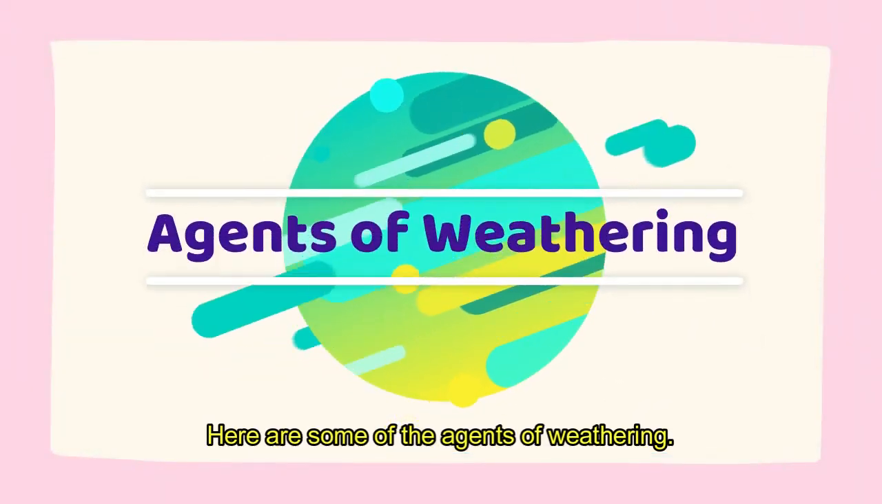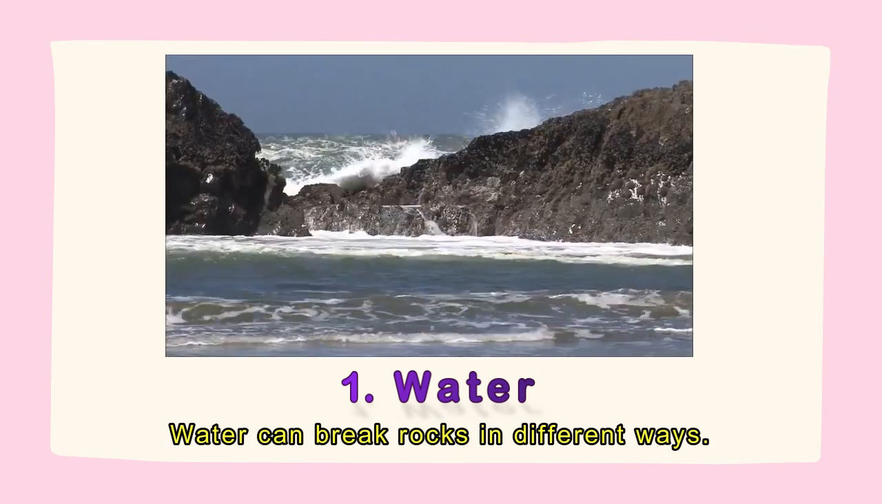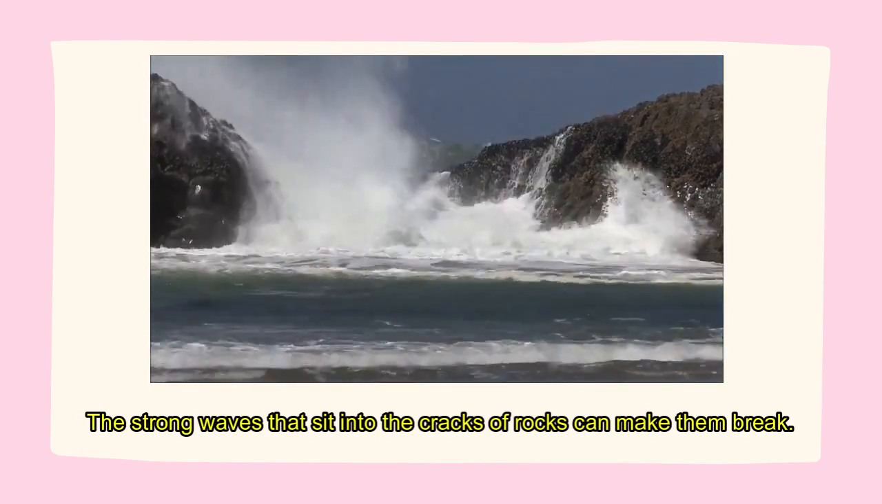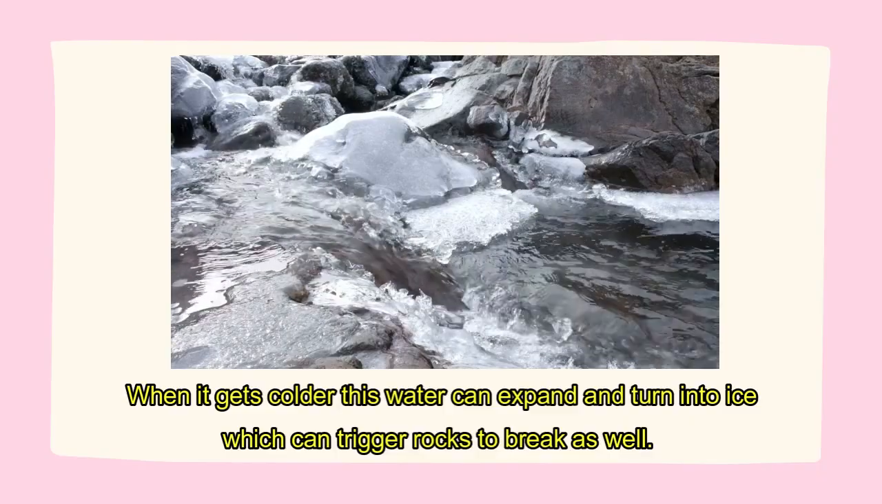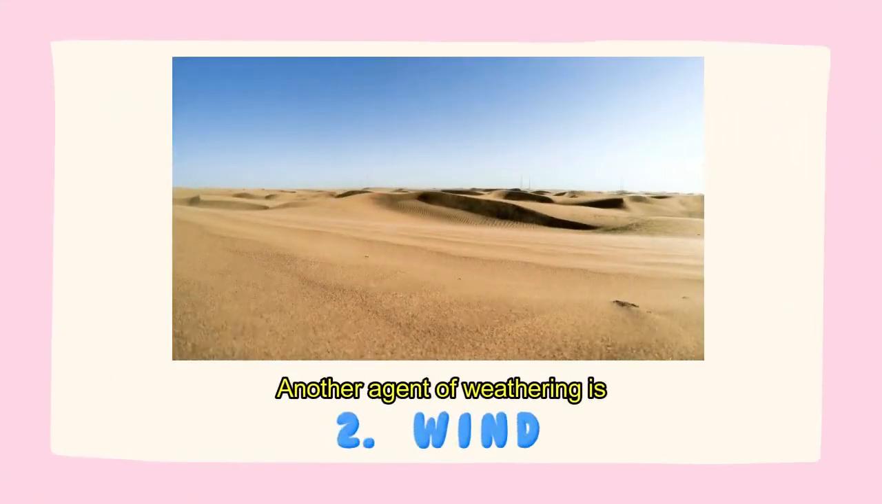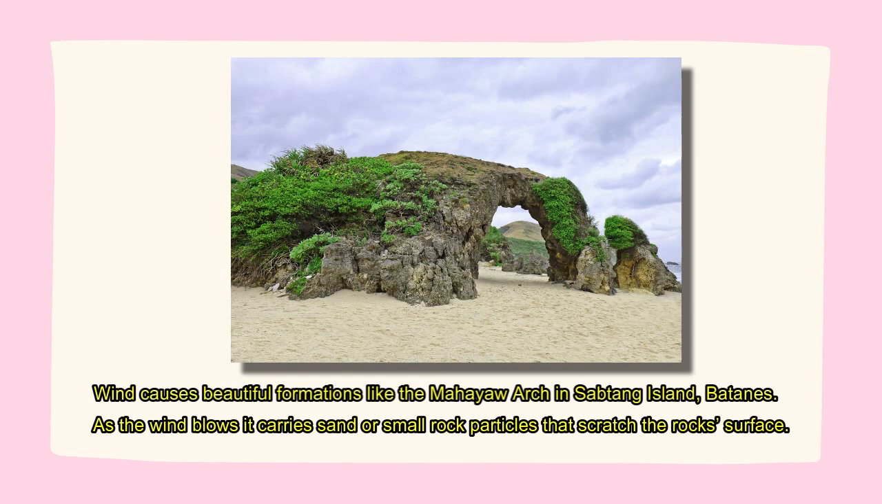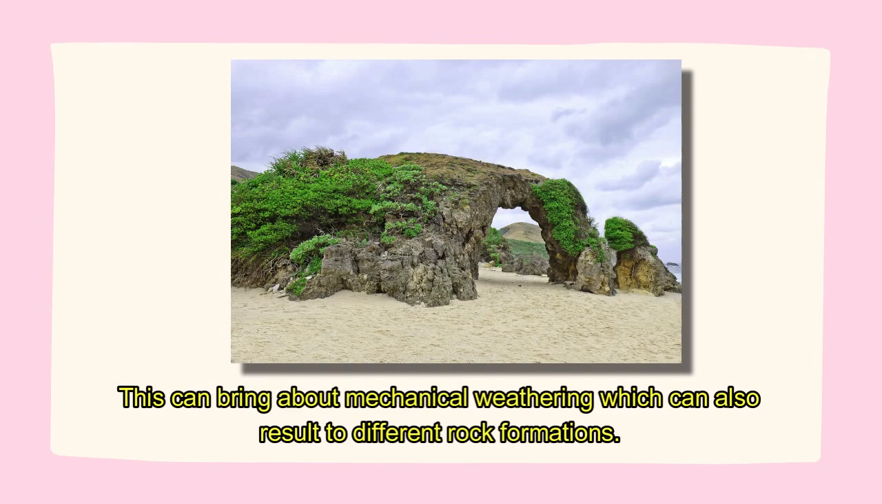Here are some of the agents of weathering. Number 1, water. Water can break rocks in different ways. The strong waves that seep into the cracks of rocks can make them break. When it gets colder, this water can expand and turn into ice, which can trigger rocks to break as well. Another agent of weathering is wind. Wind causes beautiful formations like the Mahayao Arc in Sabtang Island, Batanes. As the wind blows, it carries sand and small rock particles that scratch the rock's surface. This can bring about mechanical weathering, which can also result in different rock formations.